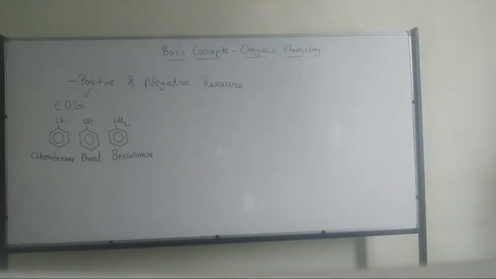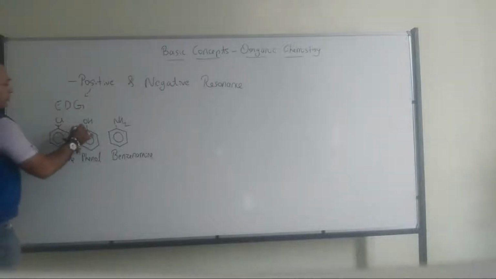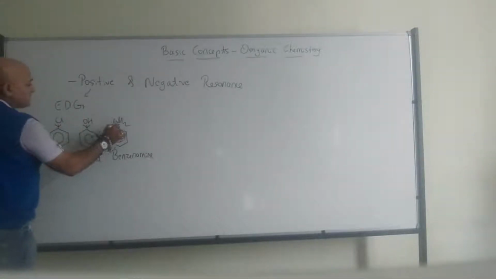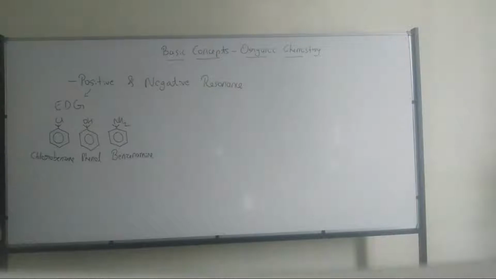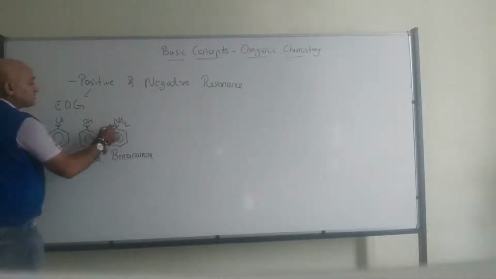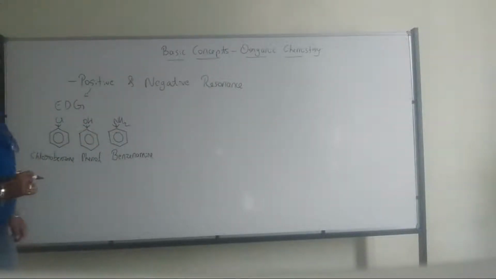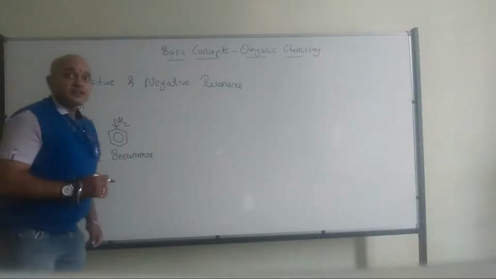So that's where we have the examples for positive resonance showing elements, where chlorine will push the electrons. In all these cases, electrons will be moving towards the ring structure. Therefore it is called positive resonance, right?